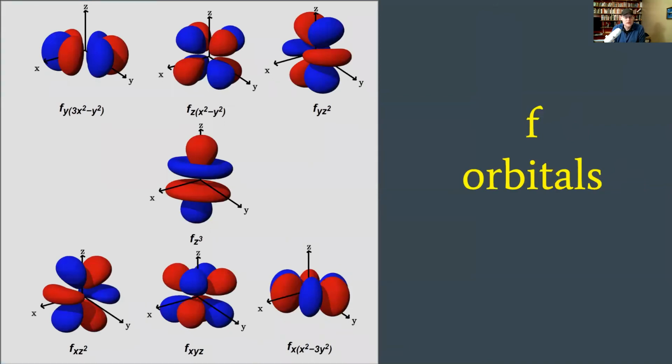The f orbitals get even more funky. Again, you don't have to worry about the shapes, but bear in mind each one of those 7 can hold exactly 2 electrons in each one of those structures.